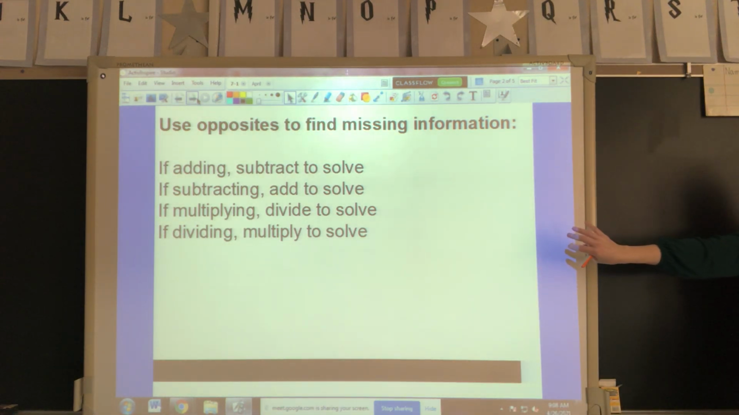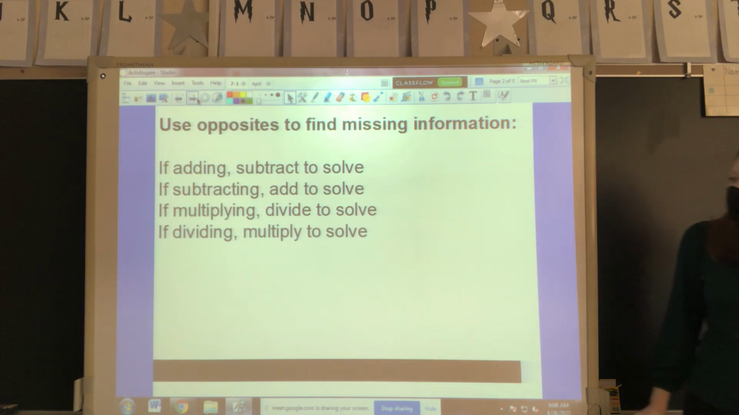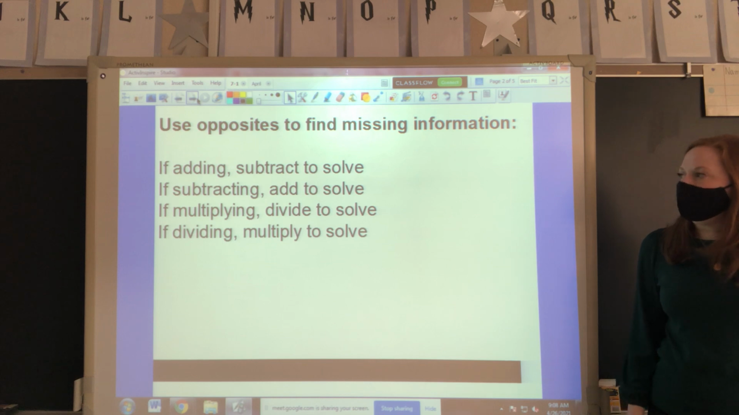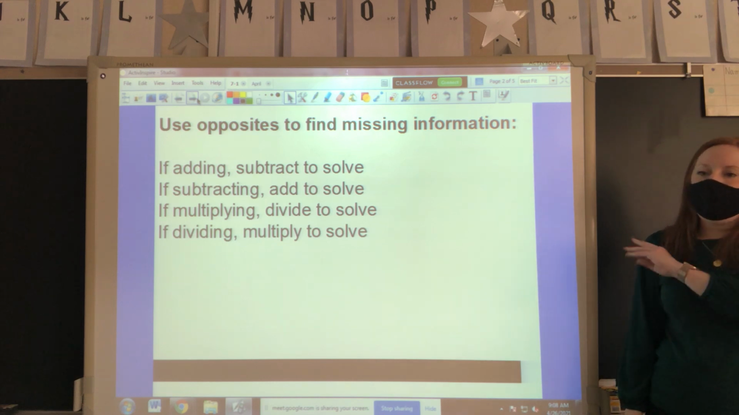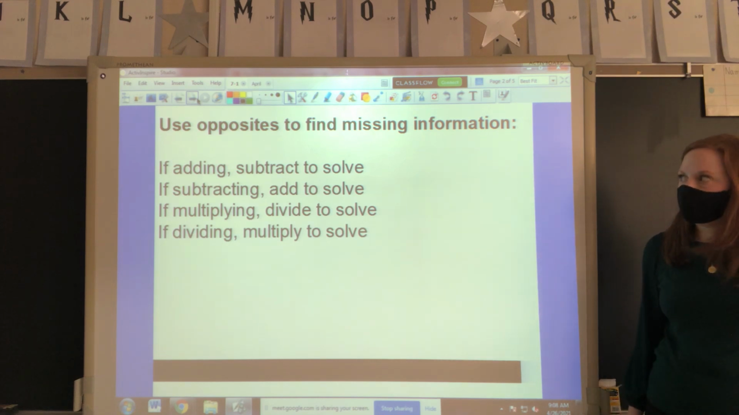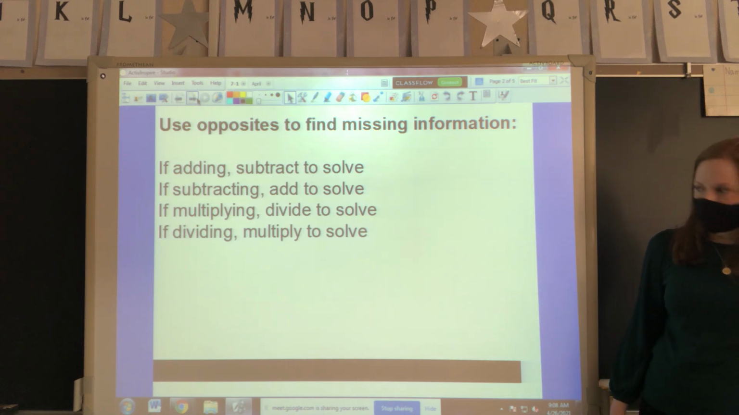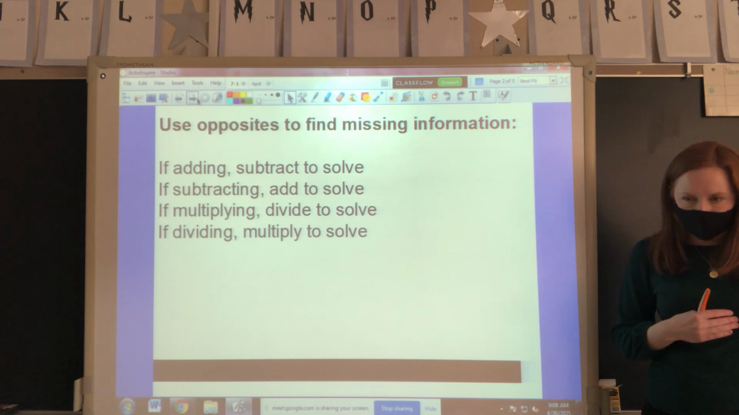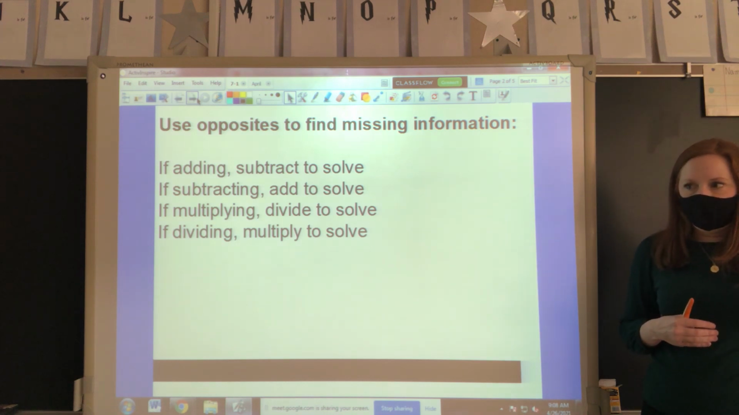All right, so one last thing, sorry, I forgot I put this, but this is going to be very useful to you. So you need to write this in your notes also. So use opposites to find missing information. So if you're adding in a problem, you're going to subtract to solve. If you're subtracting, add. If you're multiplying, divide. If you're dividing, multiply. So you're doing the opposites of these certain things.